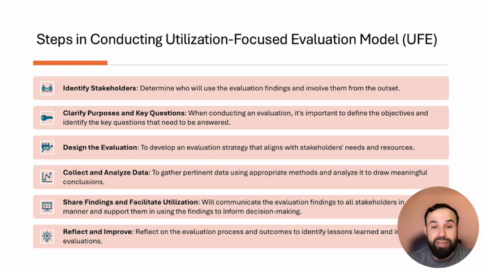We will communicate the evaluation findings to all stakeholders in a clear manner and support them in using the findings to inform decision making. Finally, step number 6, reflect and improve. Reflect on the evaluation process and outcomes to identify lessons learned and improve future evaluations. These are the 6 steps in conducting the utilization-focused model.